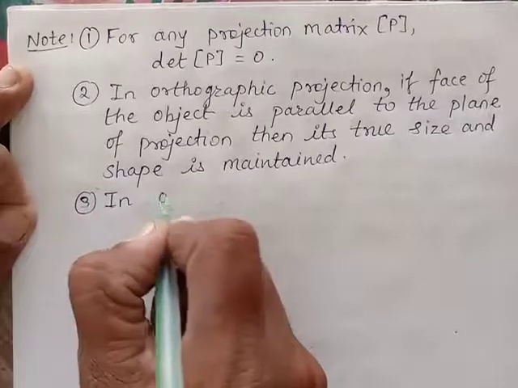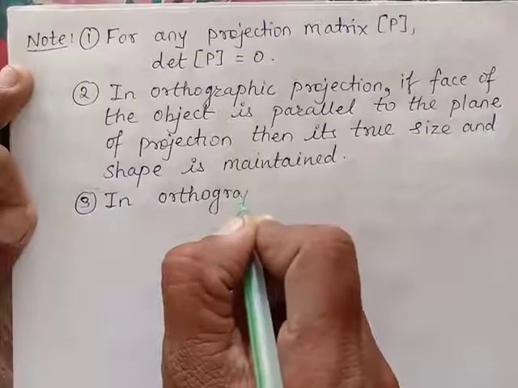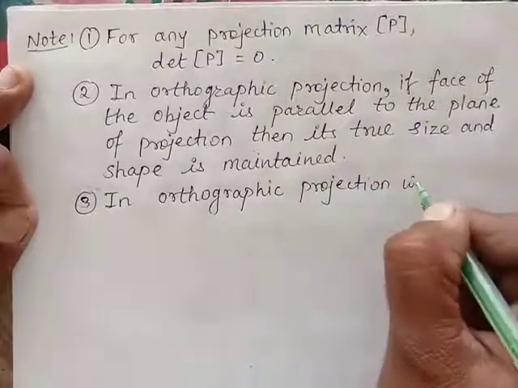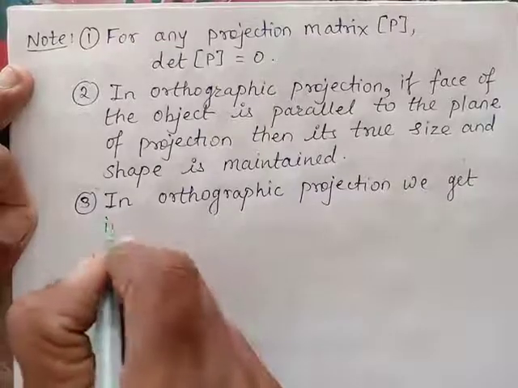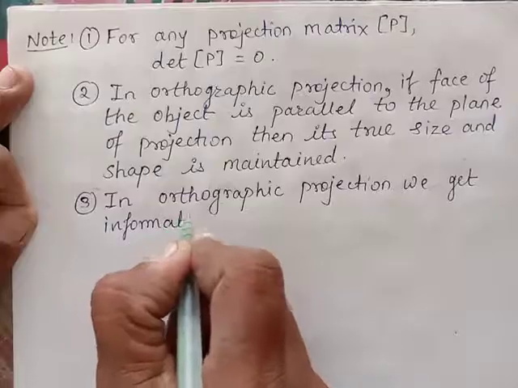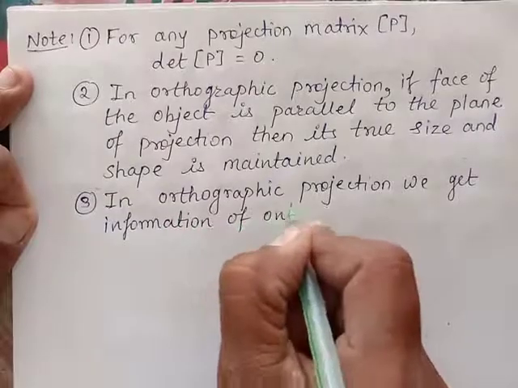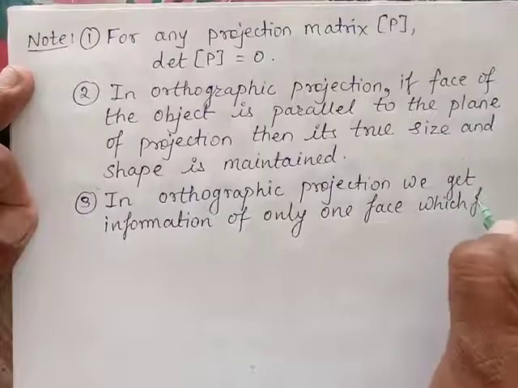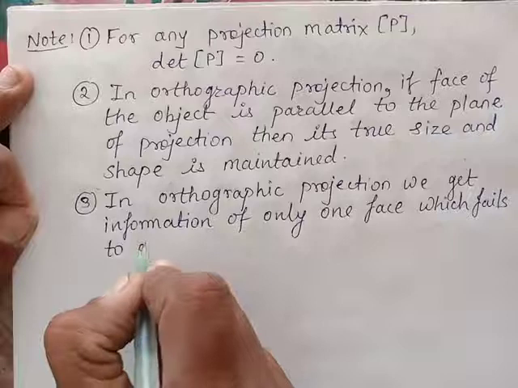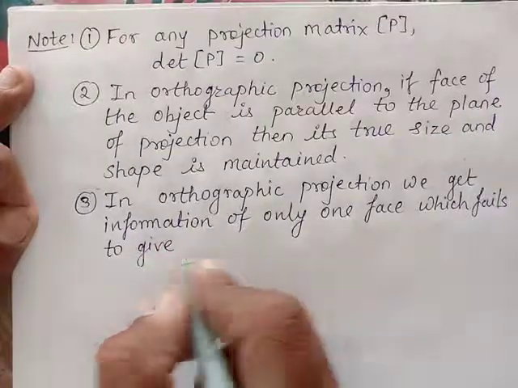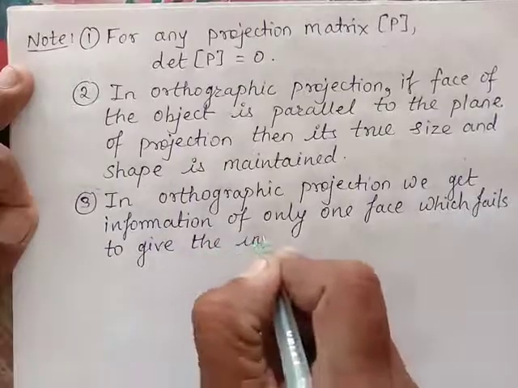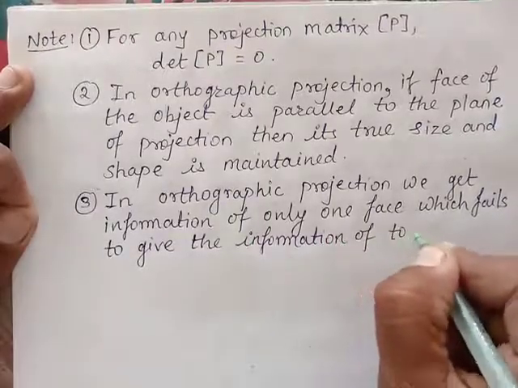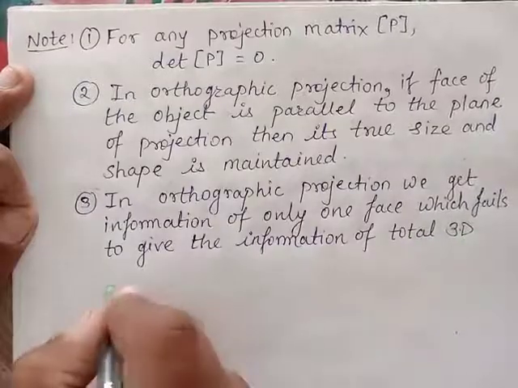Third, in orthographic projection we get information of only one face, which fails to give the information of the total 3D object.